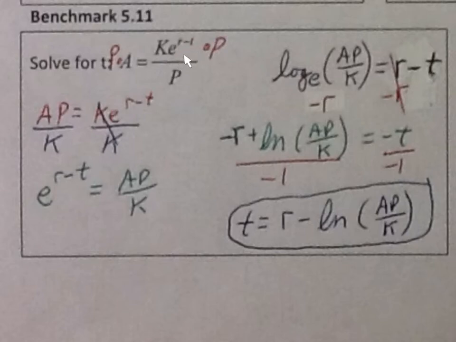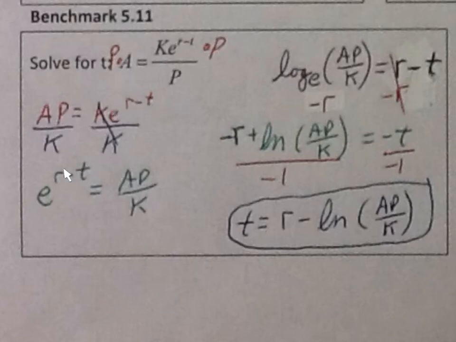To get t all by itself, we first got to think about what operations we could do. Well, let's get rid of this p first. Since it's divided by p, I can multiply both sides by p. I now have this in red because these p's cancel out. I'm still trying to get this t by itself, so let's get rid of the k. The k is connected by multiplication, so if I divide k off, I now have apk, and over here I have e to the r minus t.